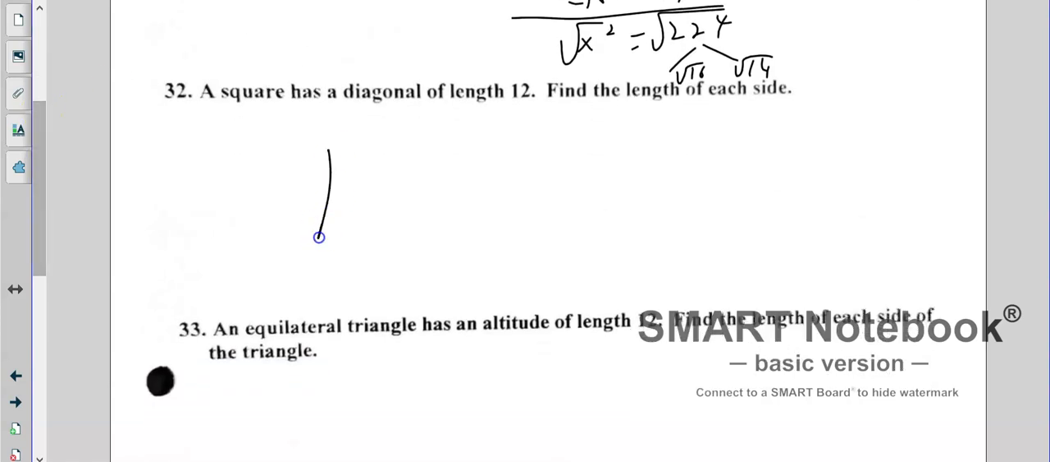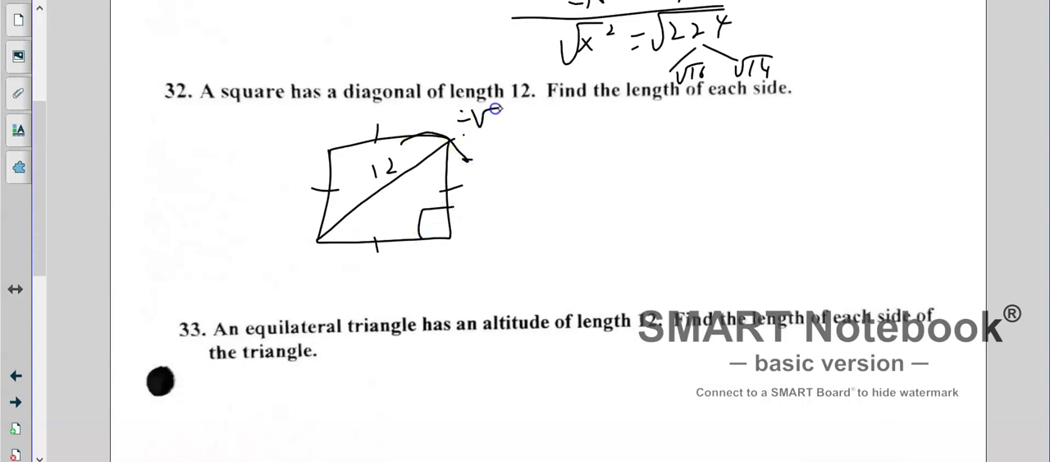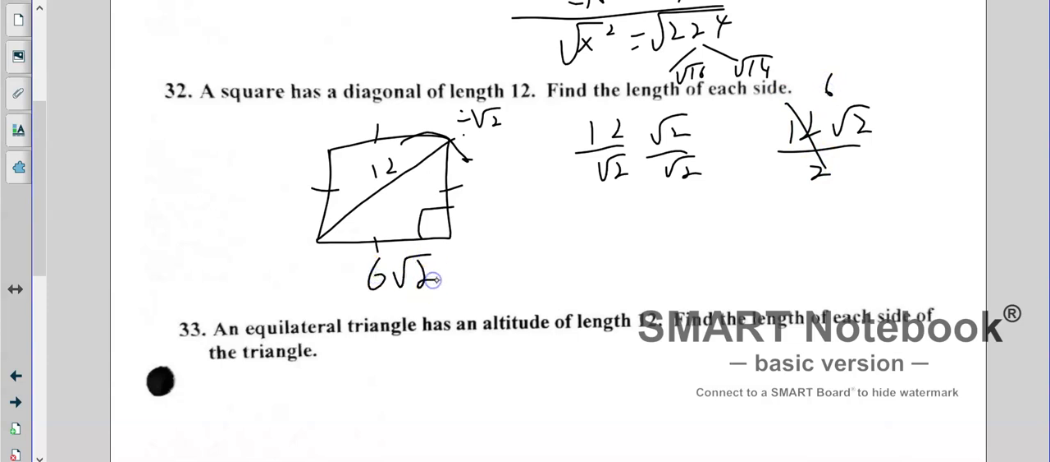A square with a diagonal of 12. Find the length of each side. Well, if it's a square, that means it's a 45, 45, 90. If we're going from the hypotenuse to this side, we divide by radical 2. We must rationalize that, which simply gives us 12 radical 2 over 2. That simplifies, so each of the sides is 6 radical 2, and we leave it like that.